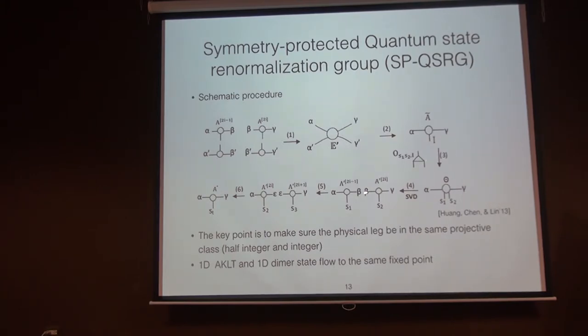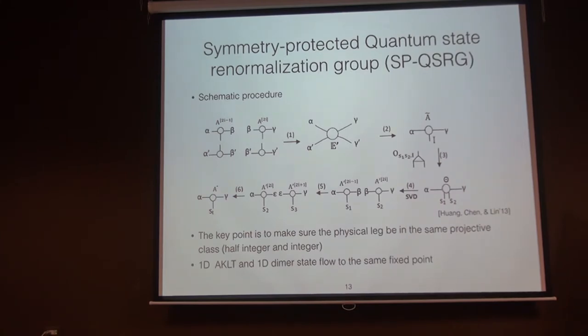And then we split it into two parts. This step is disentanglement, where we remove the short-range entanglement. The next part is coarse-graining. We merge two sites to obtain the new tensor. Following this procedure, we start from the one-dimensional AKLT and the one-dimensional dimer state. They will flow to the same fixed point, and this fixed point is not a product state. That means the one-dimensional AKLT and the one-dimensional dimer state belong to the same phase.